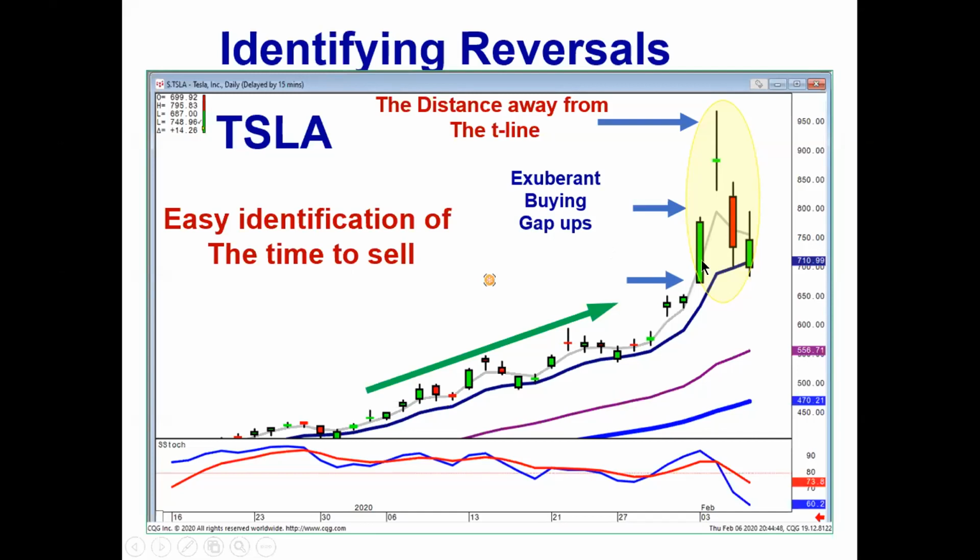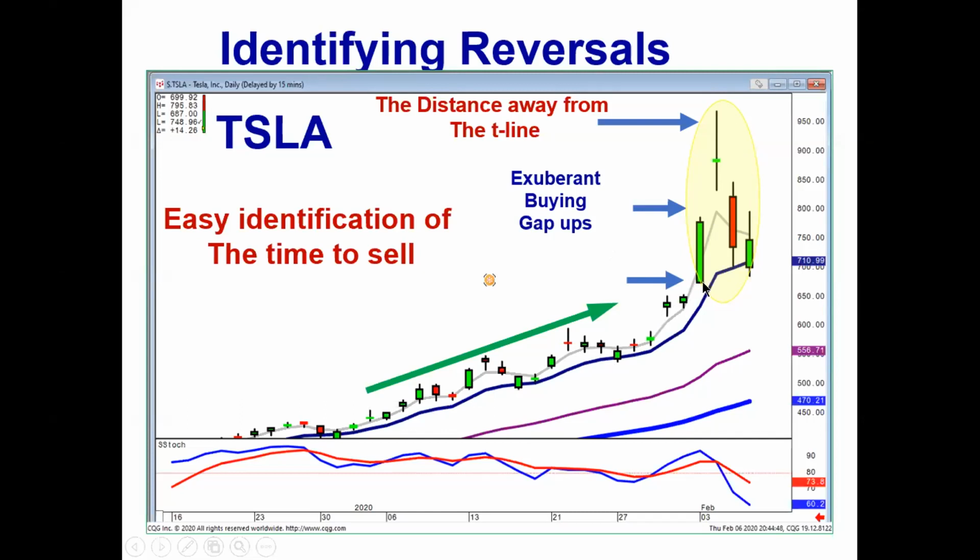But here goes back to that simple analysis of human nature. Where do most people buy? They buy exuberantly at the top. And how could we tell that from candlestick analysis? You can see how the T-line acted like a support level, and this was Tesla a while back. And then what was happening up here in the overbought area?